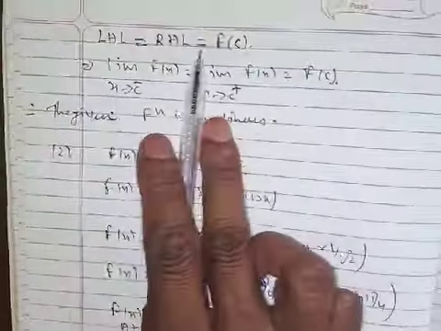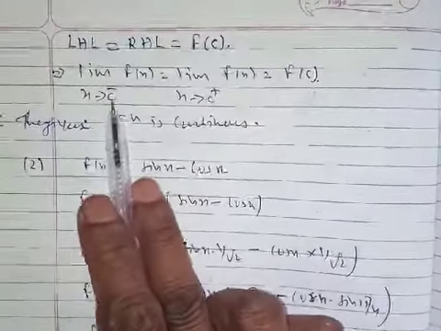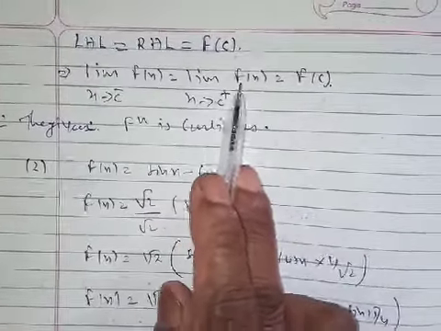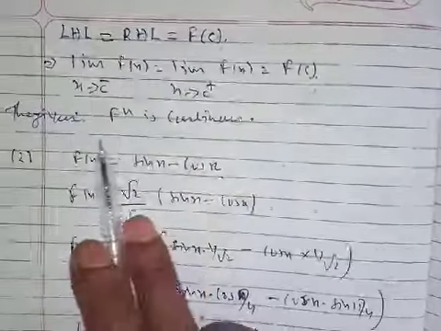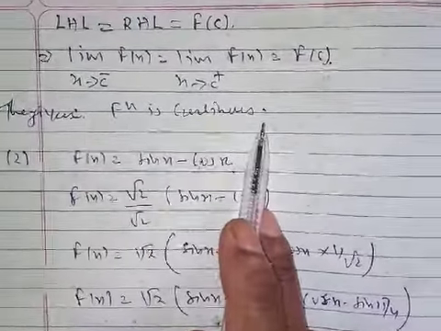So LHS is equal to RHS is equal to f of c, therefore the limit x tend to c minus f of x is equal to limit x tend to c plus f of x is equal to f of c. So therefore the given function is continuous. Same way.